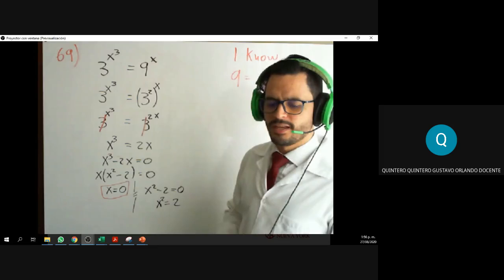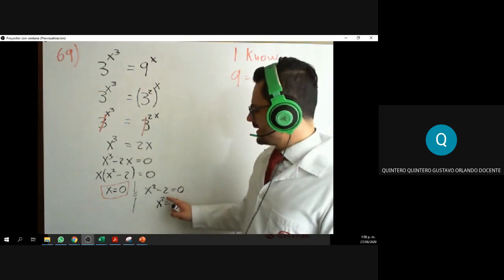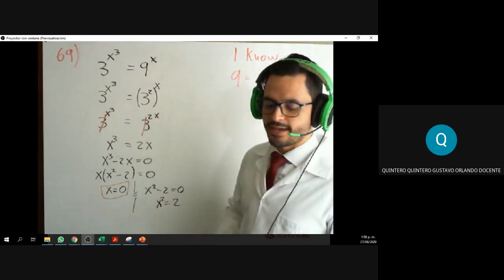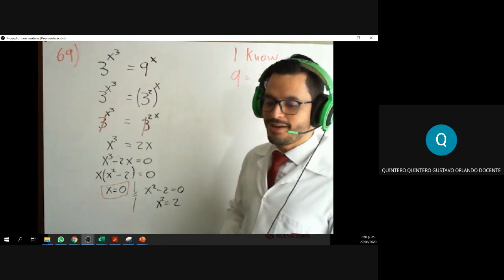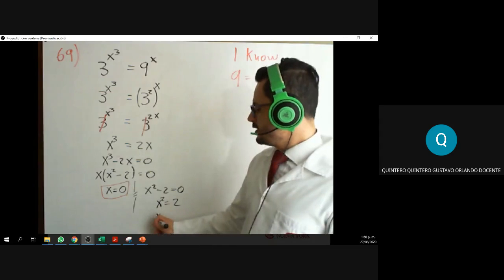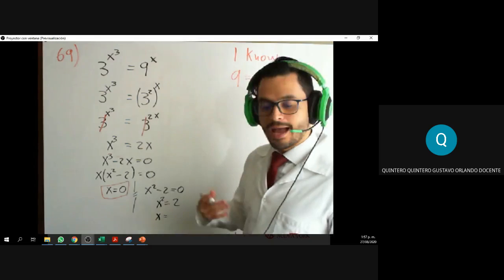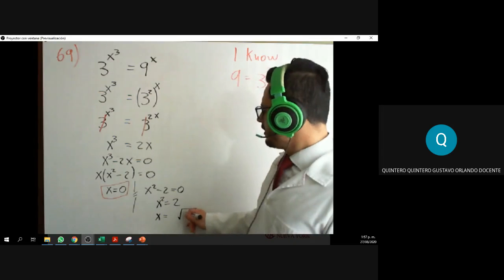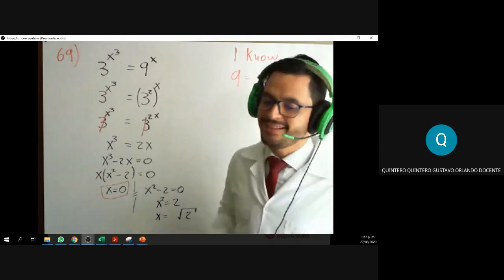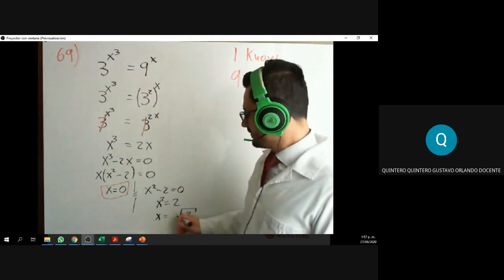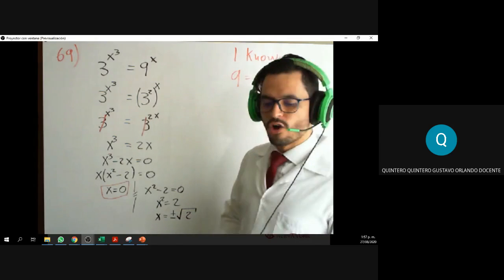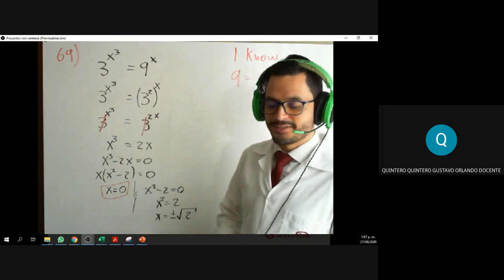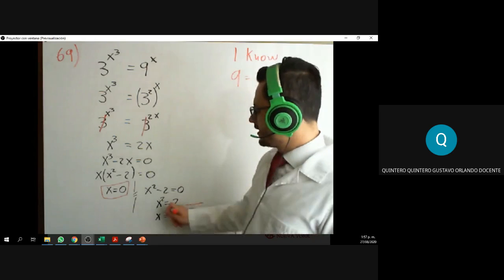Positive 2. How do I change this exponent? If I want to get rid of the exponent, how do I move it to the other side? The square root. Thank you, Lau. As a square root. So we have x on this side alone because we don't have anything else. And on this other side, we have the square root of the value 2. But remember, roots are positive or negative. So we're done. We just got the solutions. These are the other two solutions.